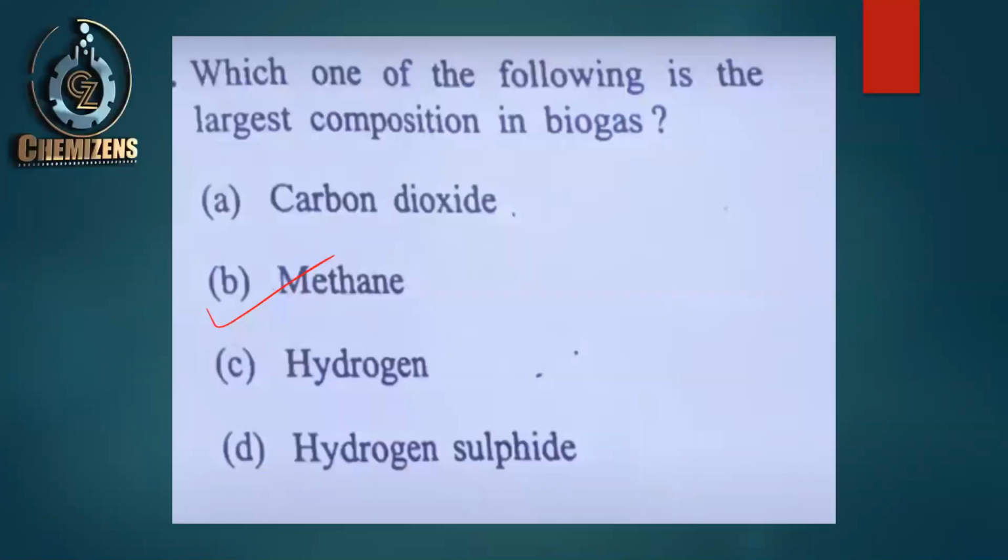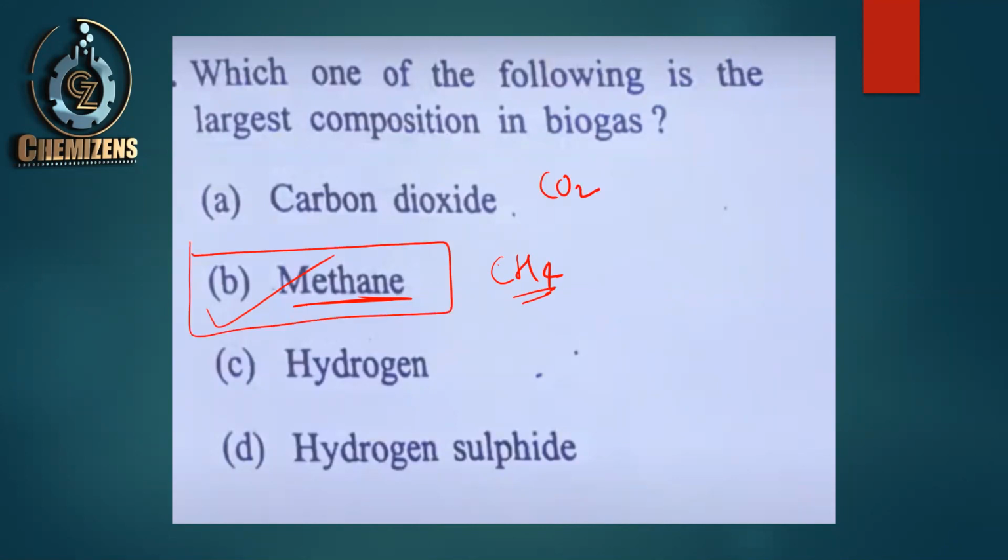It's highly likely that questions similar to these can be repeated. The first question asked was, which one of the following is the largest composition in biogas? Biogas is basically a natural gas. The main component present is methane, and the formula of methane is CH4. This is followed by carbon dioxide, but they are asking the largest composition, so methane will be the correct answer.